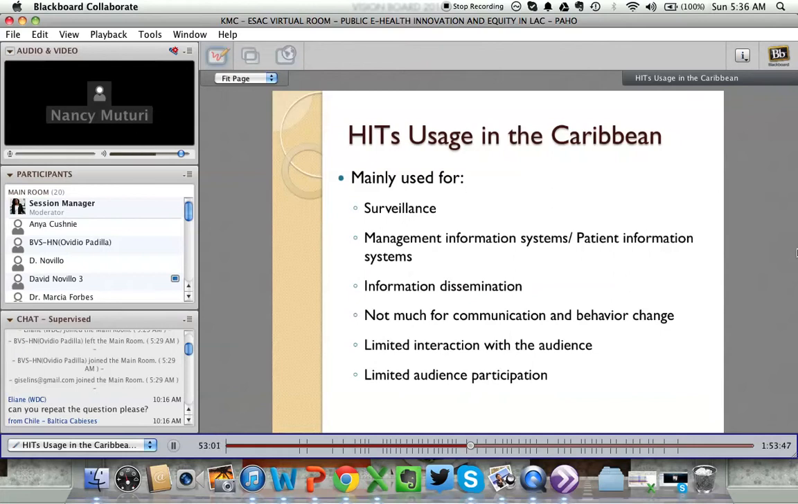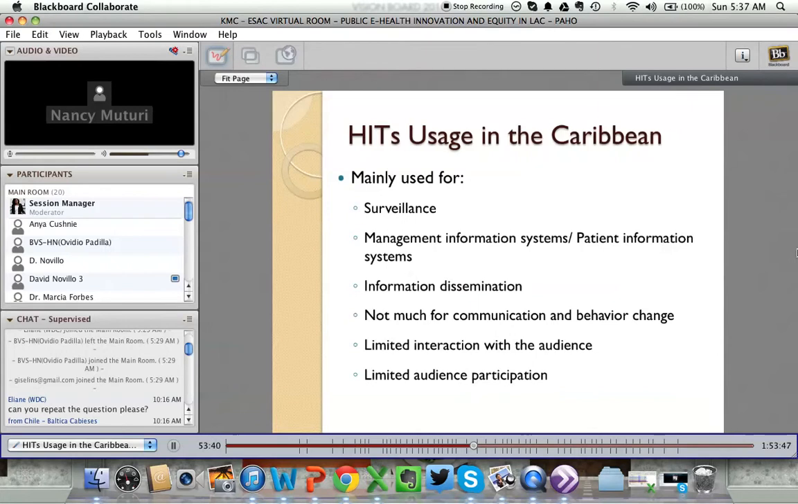Websites are everywhere. Almost every organization, regardless of the size or the resources, has established a website, but that is mainly for information dissemination. However, there's not a whole lot in terms of communication and behavior change, because in health communication we talk about how information dissemination is not communication. It's really disseminating public information. So there is that need for behavior change, and there's that need for really communicating with the public. That is the direction that is now being proposed.